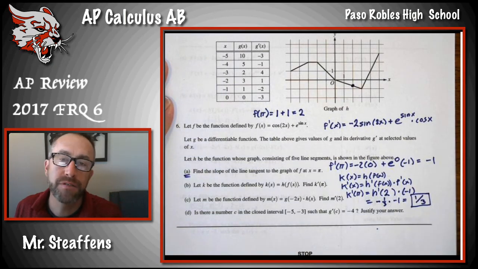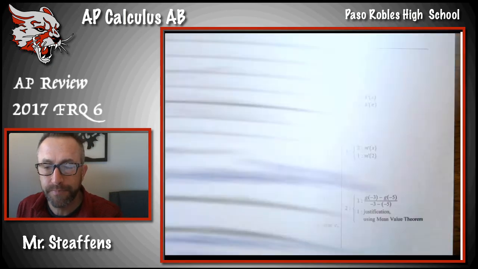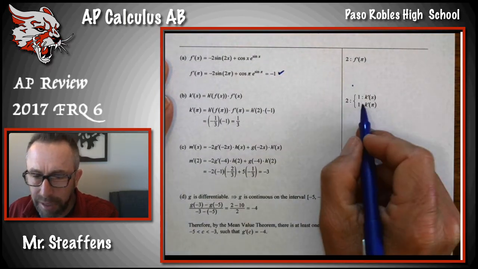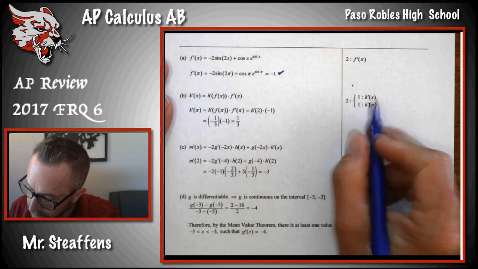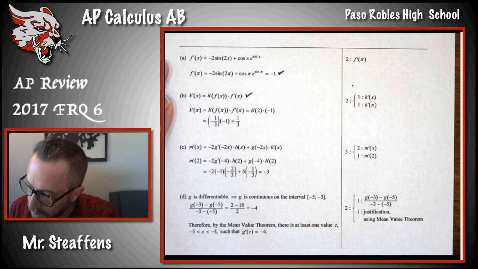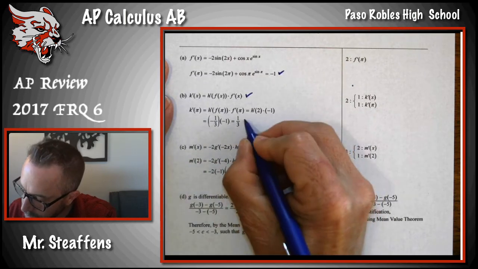So let's see how they distributed their points. So here we go. 2 points distributed in the problem. You get 1 point if you correctly wrote the chain rule. And then if you correctly evaluated it, that's how you get your second point.